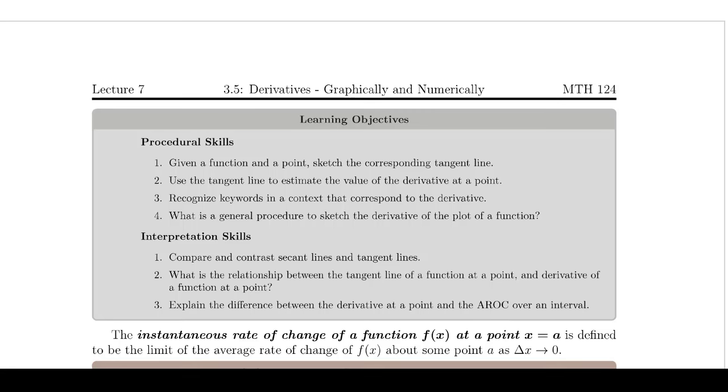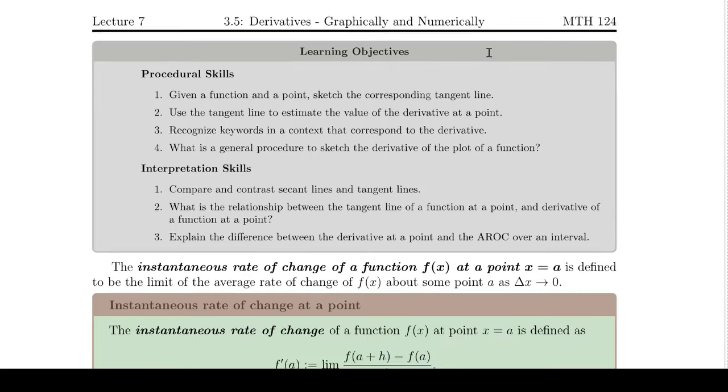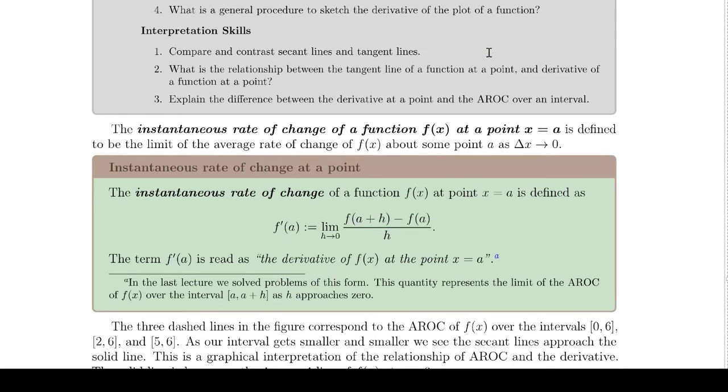This video lecture will cover section 3.5, which has to do with understanding derivatives graphically and numerically. In the previous video lectures, we discussed limits and average rate of change, and we can put those two ideas together, and that will give us the instantaneous rate of change, or the exact rate of change, of a function at a point. We've provided that definition here as a reminder.